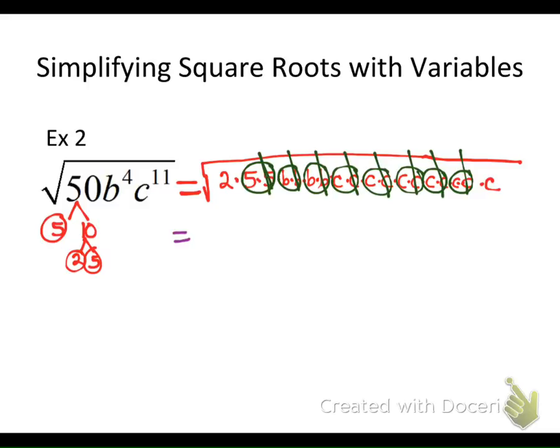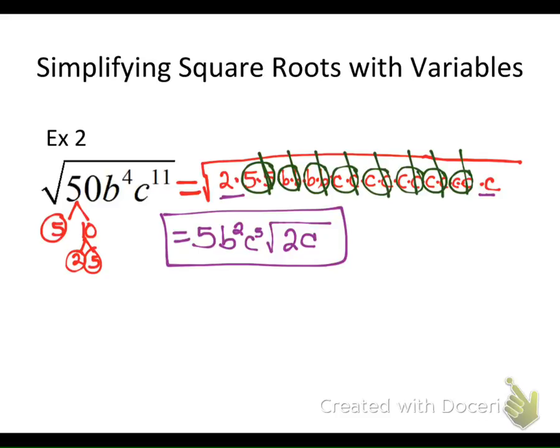So what number moves to the outside as a coefficient? The 5. Now, my variable b has how many pairs? So it's going to be b to the what power? 2. To the second power. And then I have a c. How many pairs of c's do I have? 5. So c to the 5th power. Square root sign. Now what do I have left on the inside? A 2c. And that's it.